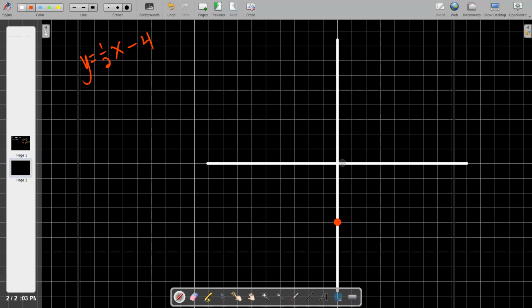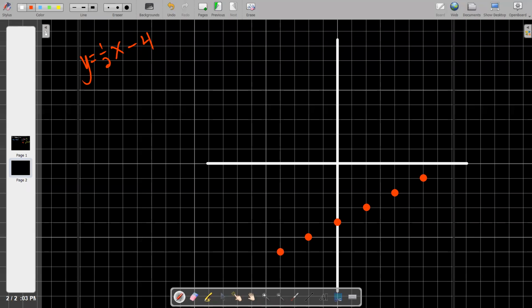Couldn't have said it better myself. So from the hooking point, I'm going to go up one, right two, ping a point. Up one, right two, up one, right two. What if, let me ask you this, could I have gone down one? Of course. The only difference being I would then have to go left two.